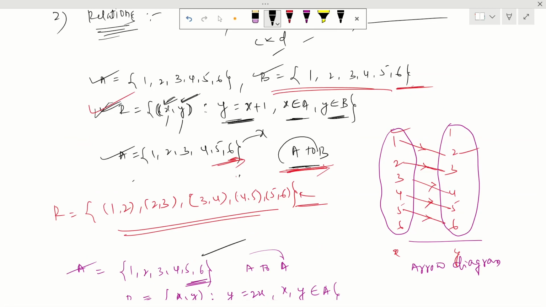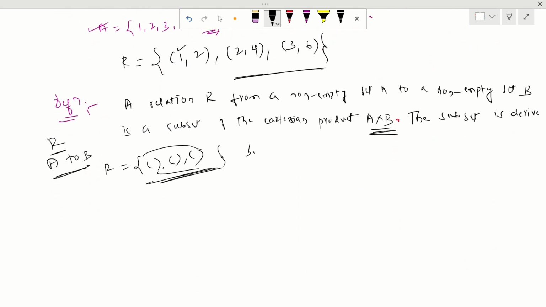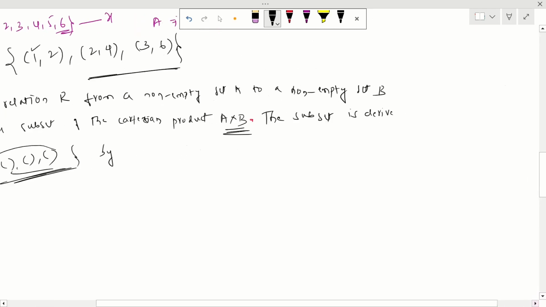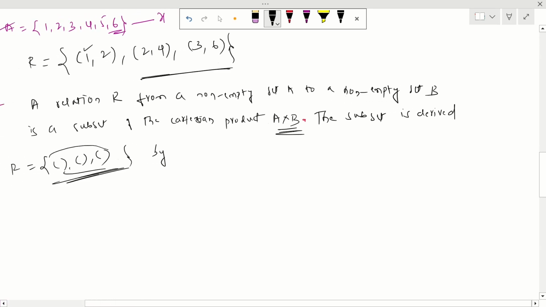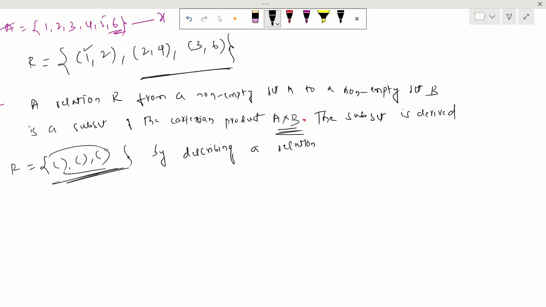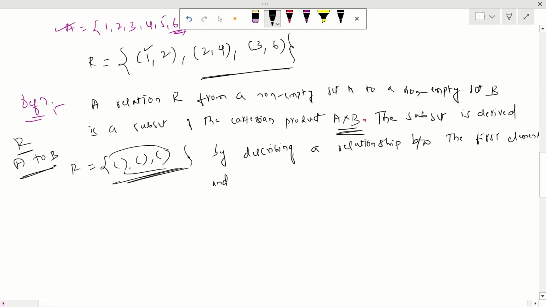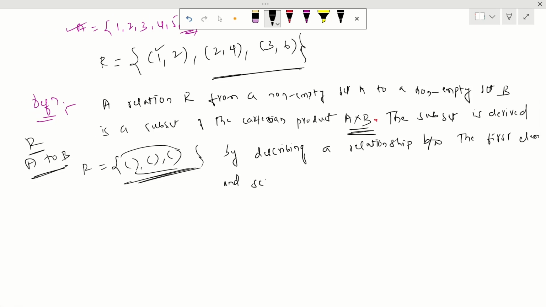This subset is derived by describing a relationship between the first element and the second element of the ordered pairs in A cross B.